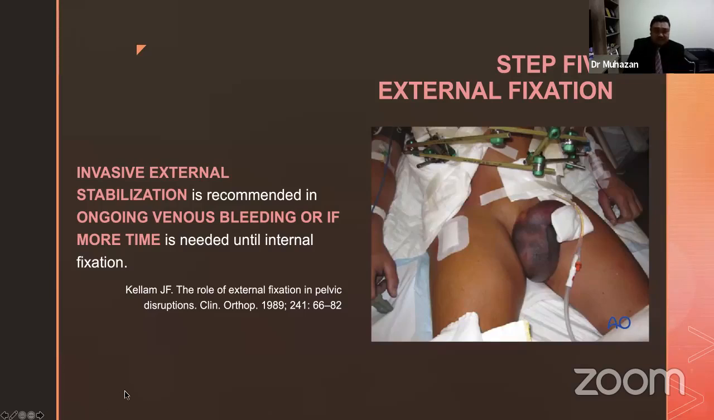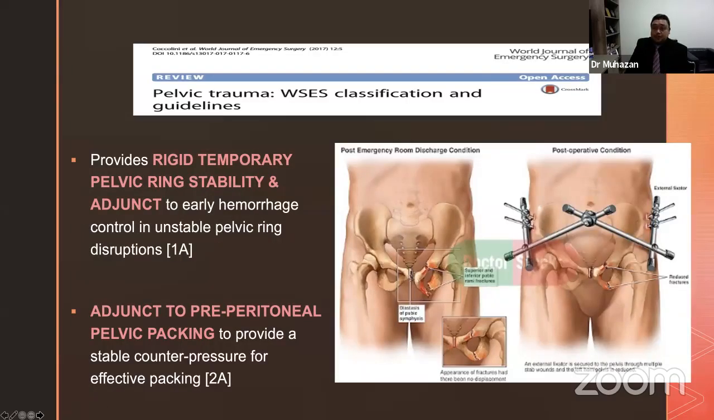All right, if you have already fixated the patient and the patient is unstable, then that is the thing that we need to go for. What it does is it gives a rigid temporary pelvic ring stability and is also used as an adjunct to stop the bleeding. Usually they will be used together. We will discuss further details later: pre-peritoneal packing and also external fixation to stop the bleeding for the pelvic patient.